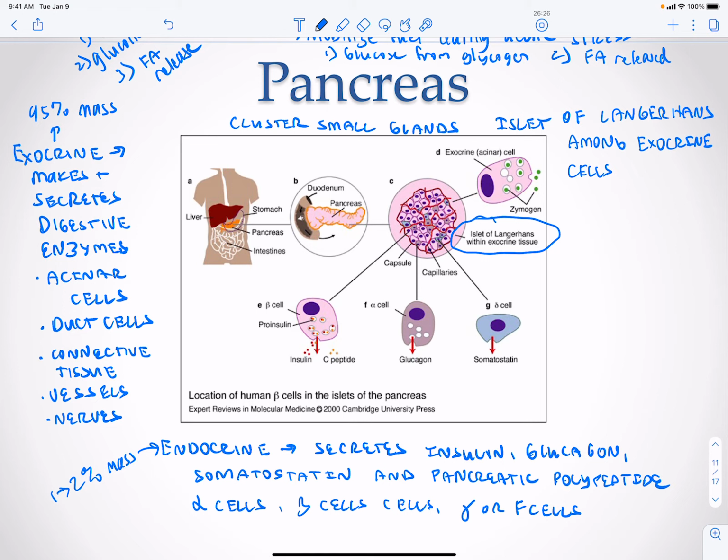Okay, so the function of our polypeptide that is made by the endocrine portion of your pancreas is to regulate the endocrine and exocrine secretion of the pancreas. And so secretion is going to increase after a protein meal, fasting, exercise, and hypoglycemia.